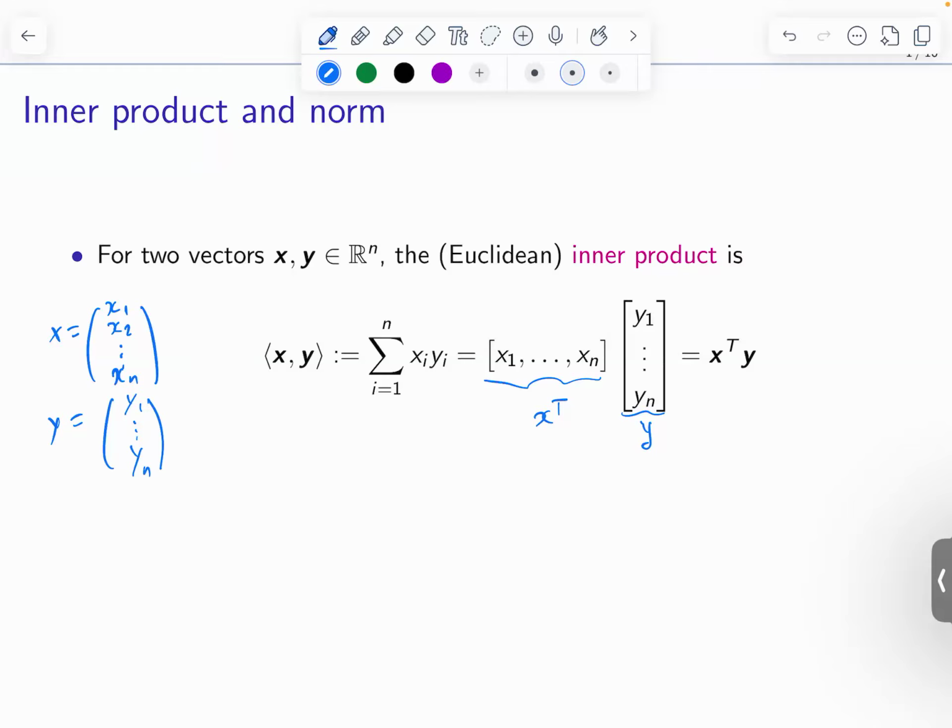Okay, so this is matrix multiplication. x transpose would be 1 by n, and then y would be n by 1, and so you would get this x transpose y. We also use this notation, which is common: brackets to denote the inner product of two vectors. Okay. So hopefully this is clear. Any questions about this?